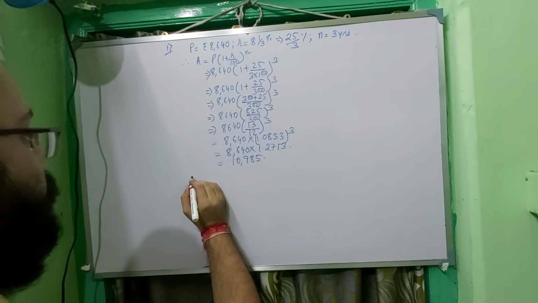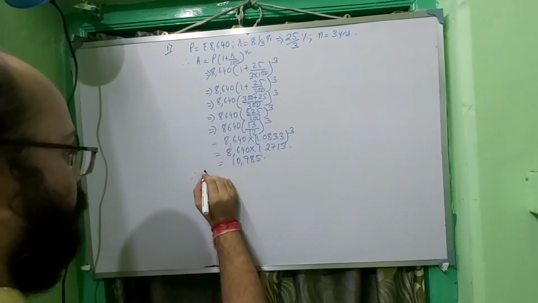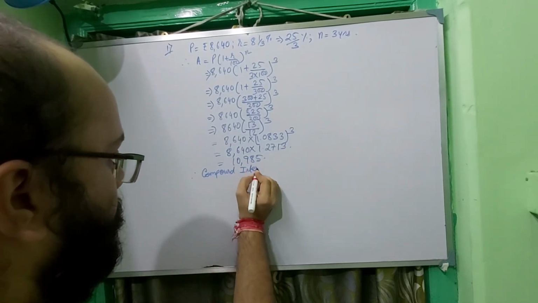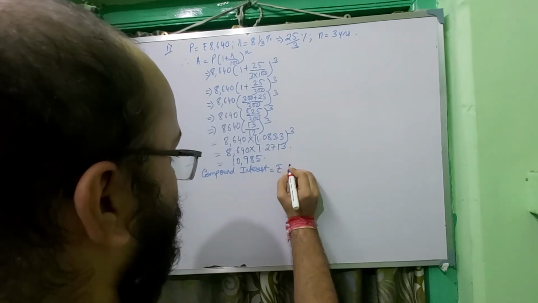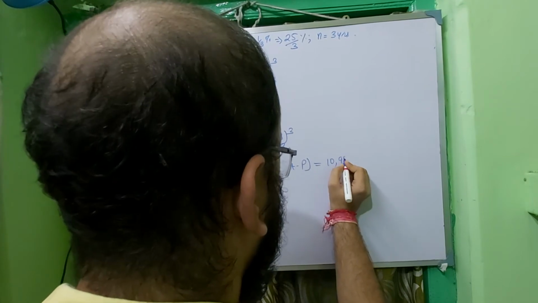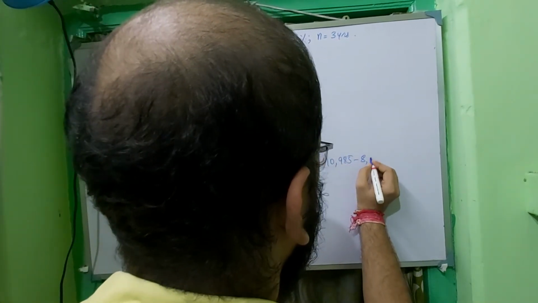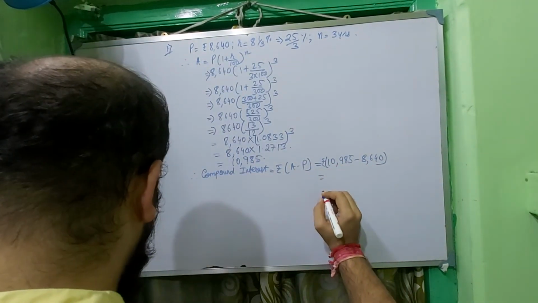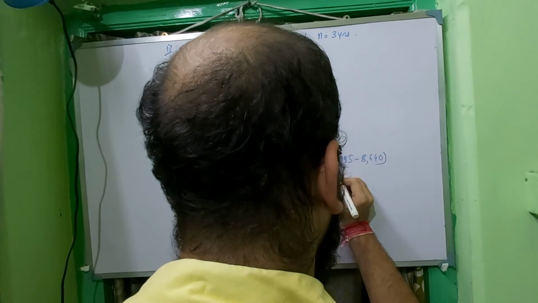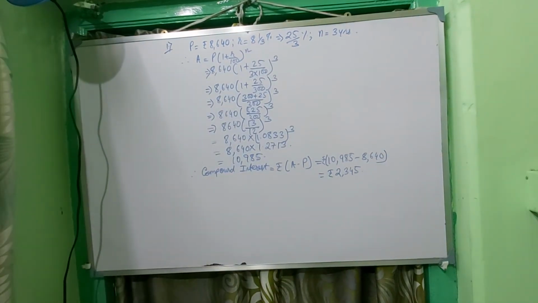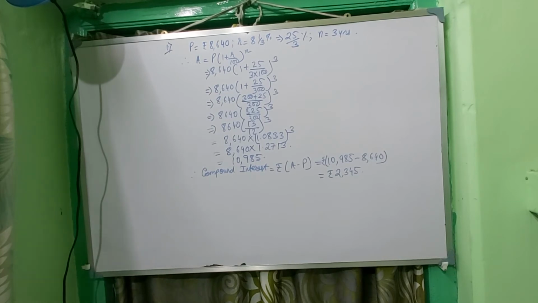Okay, and you have to calculate the compound interest. So therefore compound interest will be A minus B. I have given that in the formula. A is, you calculated 10,985 and P is 8640. You will get the answer as 2345. This is the answer of the first sum.